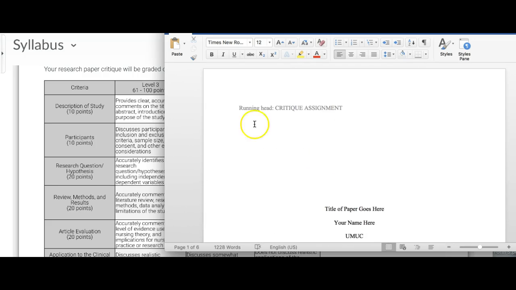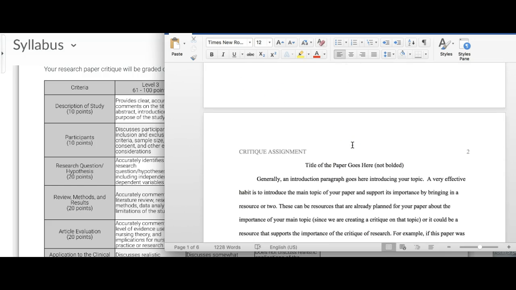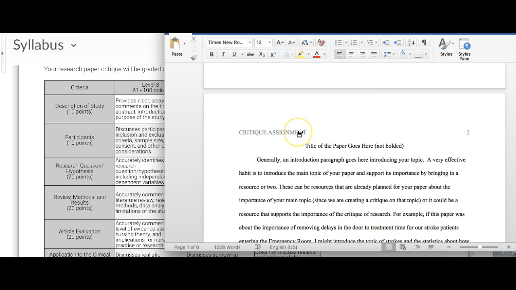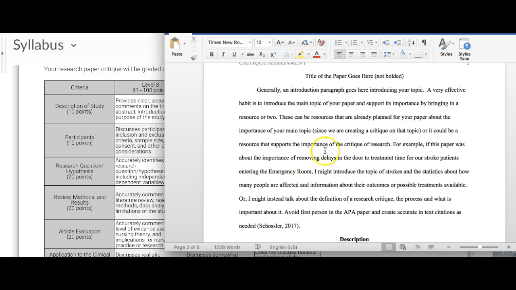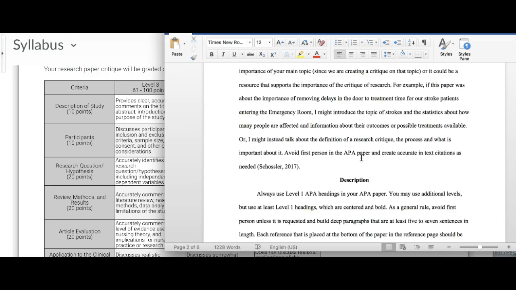Remember, your cover page needs a running head on it with the words "running head" in front of it, and then the title, a shortened title, all in caps there on the top. The subsequent pages will have just the running head in all caps. Then the title of your paper goes next, not bolded. The title then becomes kind of the APA heading for the first section, which is generally an introduction in an APA paper. So I put some information there about what you could include as an introduction to your paper.